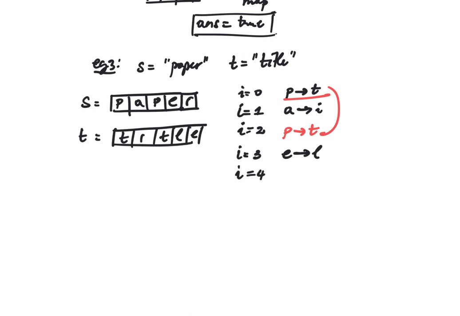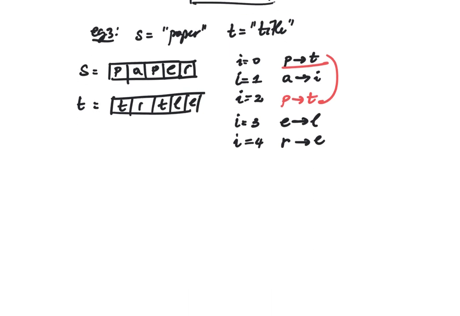We see that in paper, R maps to E, which is different because R was not there yet. So because we finished processing and we haven't seen any mismatch, the answer is true.